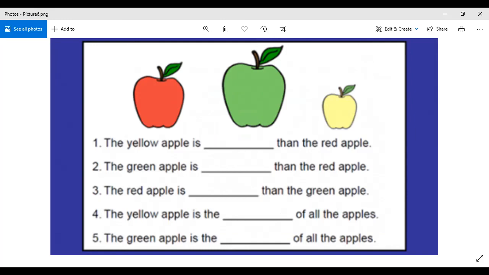Yellow is smaller than the red apple. Very well done, Ahmed. Clap for Ahmed, everybody. Okay. The green apple is dash than the red apple. Bigger than the red apple. Very well done. The red apple is dash than the green apple. Again, smaller. Excellent. Okay. The yellow apple is the dash of all the apples. Yellow is the smallest of all. Excellent, Elise. And the green apple is the dash of all the apples. Biggest of all. Excellent.